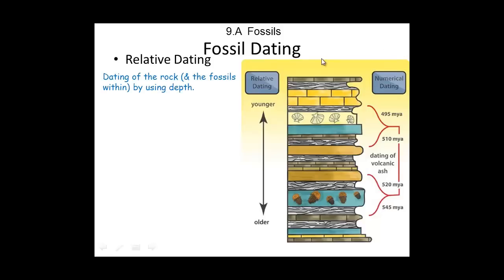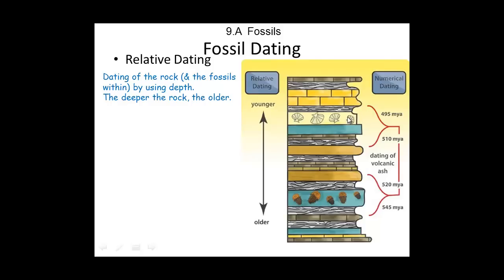Relative dating. I talk about cinder block walls in my classroom, and it's really easy to see that the cinder blocks way down here at the bottom were put down before the cinder blocks way up here at the top, because you wouldn't be able to support them. So dating rocks with depth: the deeper you go, the older the rock is.